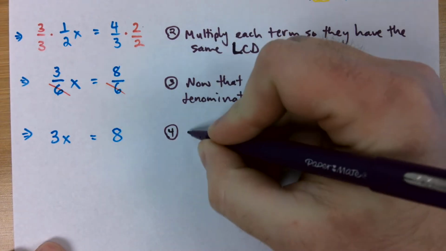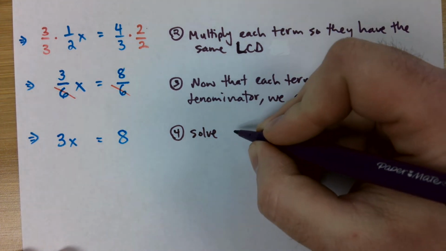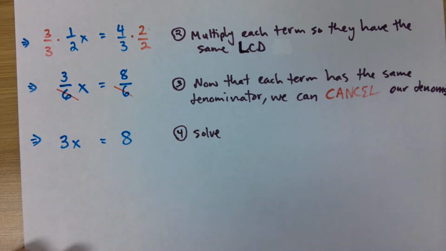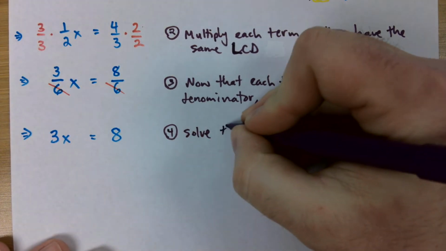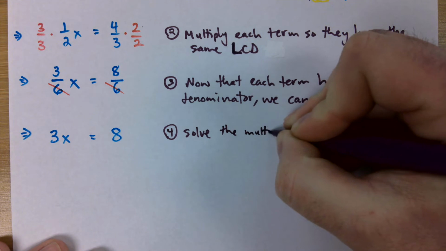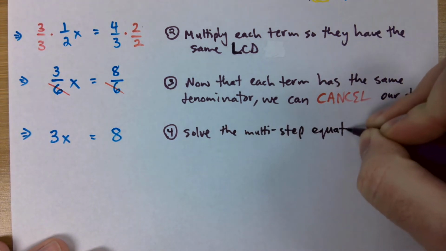Then what we're going to do is solve the multi-step equation. This one here is only a 1-step, but we'll build up.